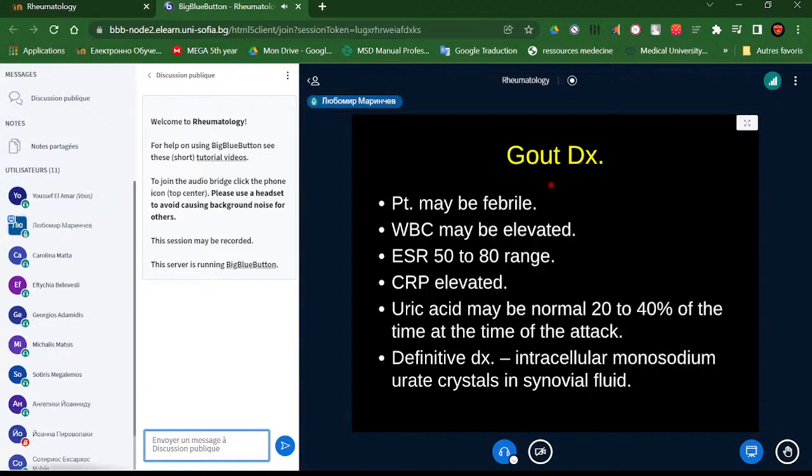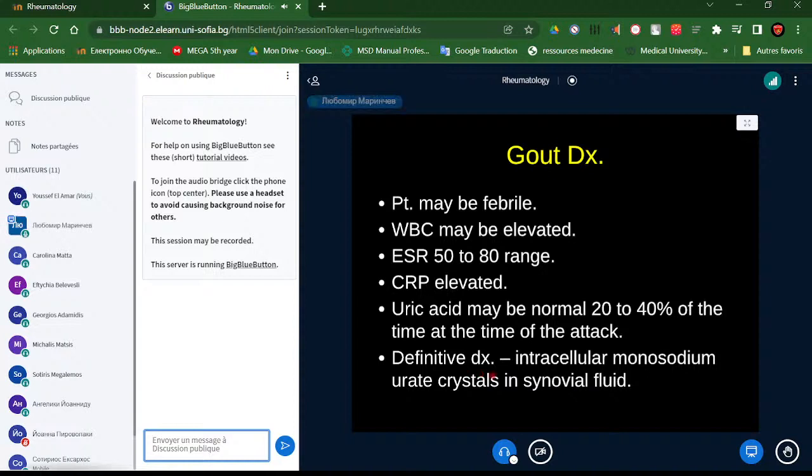The diagnosis is based on the patient's complaints. He can be febrile, white blood cells may be elevated, the SED rate is between 50 and 80, CRP is also elevated. Uric acid, in 1/3 of the patients, between 20 and 40%, may be normal during the crisis, at the time of the attack. And when the attack subsides and goes away, the uric acid can rise to high levels, which shows that these patients have gout.